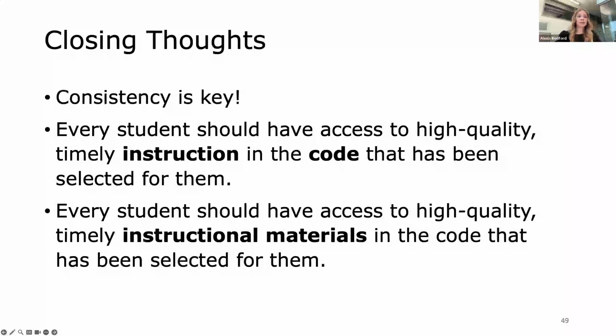Given that statement and all of the resources and materials that we've shared today in response to some of the barriers noted from our survey, we just want to mention that consistency is key for our students. Every student should have access to high quality and timely instruction in the code that has been selected for them. And every student should have access to high quality and timely instructional materials in the code that has been selected for them.